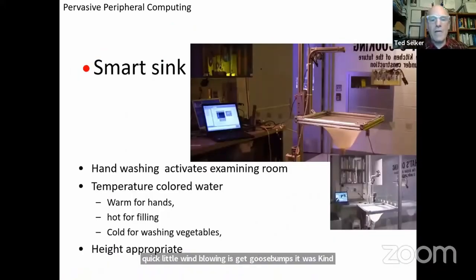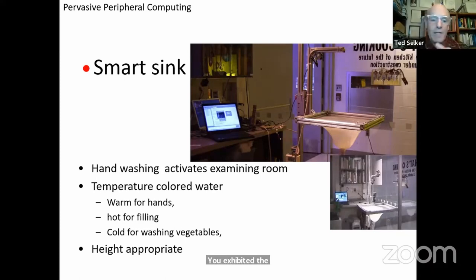And within that kitchen, we had a smart sink. One of the fun things about that smart sink that Kaiser was interested in at one point was if you washed your hands, the camera would notice. And then if you washed them long enough, it would let the door close to the examining room. So the examining room became an examining room when you exhibited the correct behavior that you as a practitioner should do before examining a person.